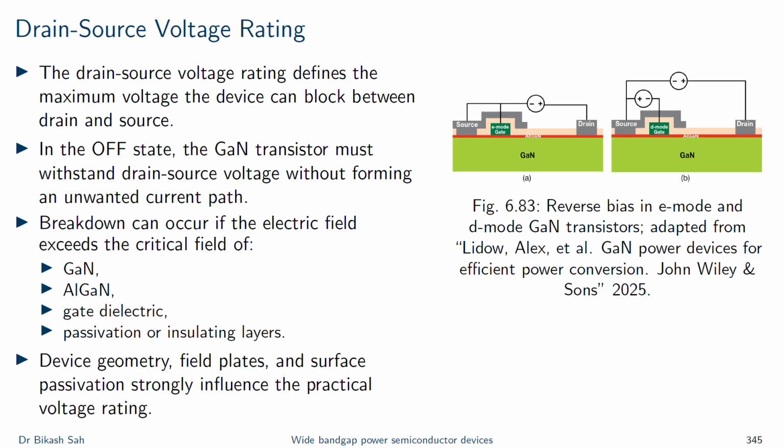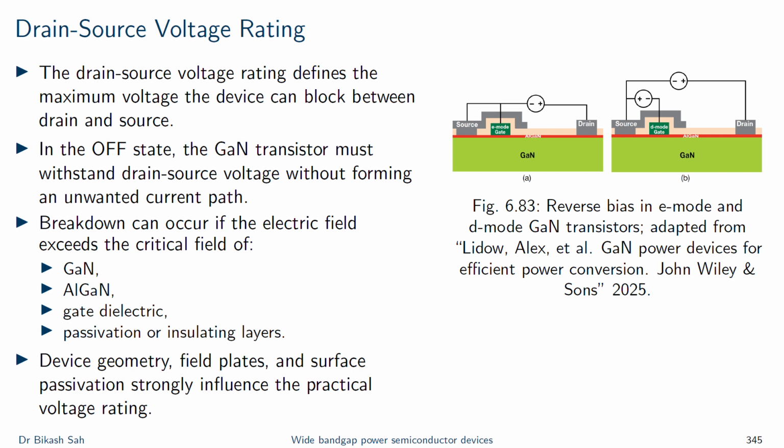Let's start with the drain-source voltage rating. What exactly does it tell us? It is defined as the maximum voltage the device can block when it is off. In the off state, the gate must prevent the formation of a conduction path between the drain and the source. Breakdown can occur if the electric field exceeds the limit of any critical material region: GaN, AlGaN, gate dielectric, passivation layer, surface insulation, or anything around it.